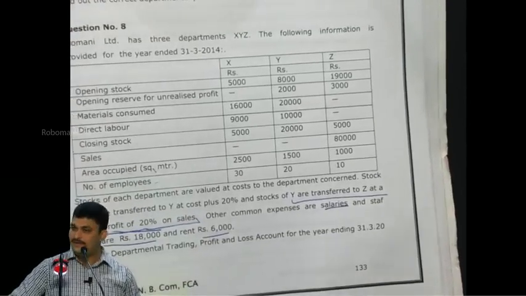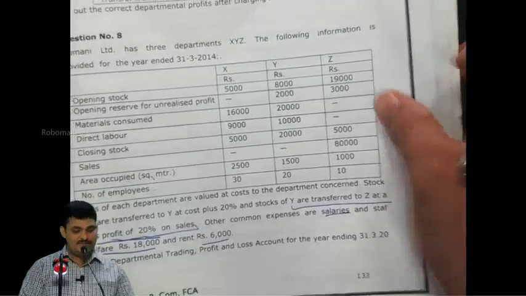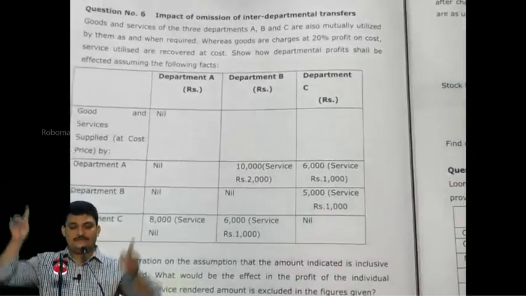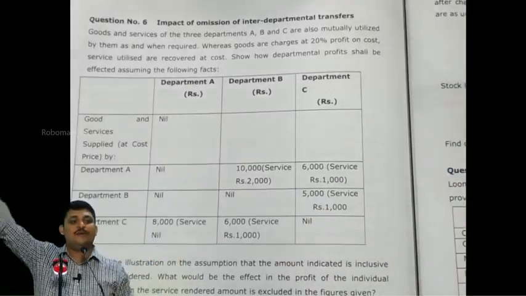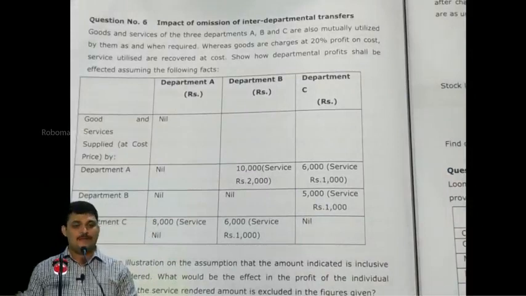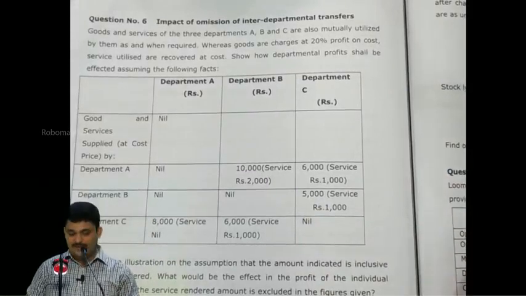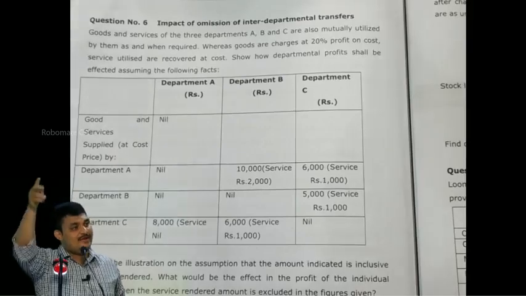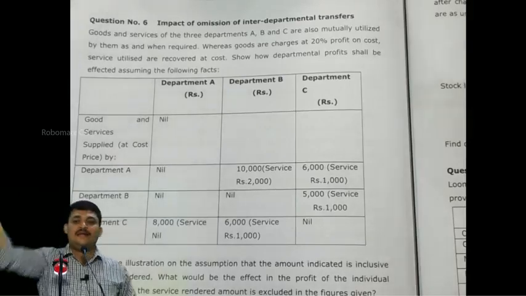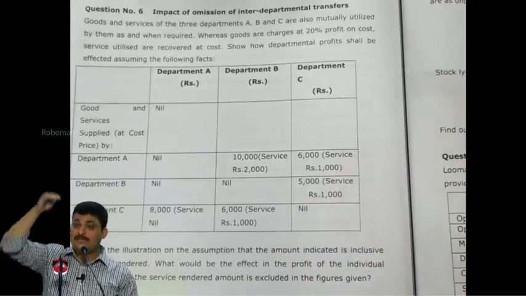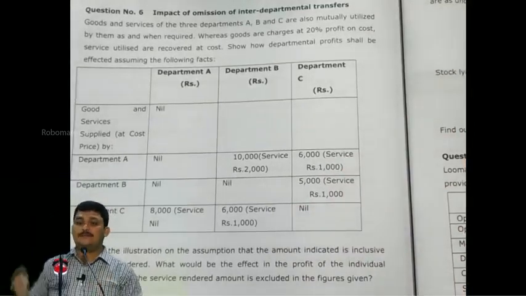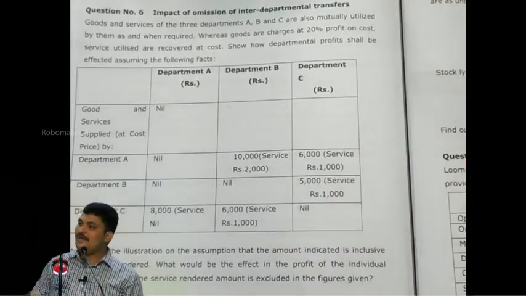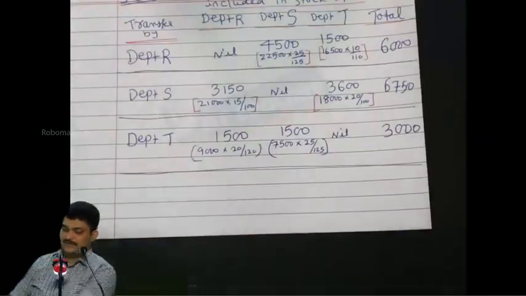Everybody? Shall we? Now let us try this question number 6, the matrix presentation of transfer out by various departments as well as transfer in by various departments, of two components, goods and services. Goods will be supplied at 20% markup, but services will be supplied at cost. Shall we proceed? Let us arrive at this.